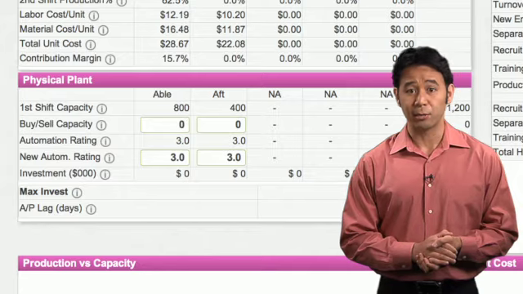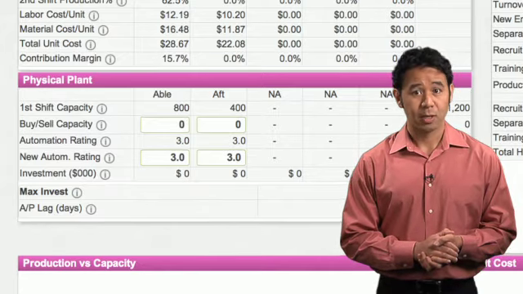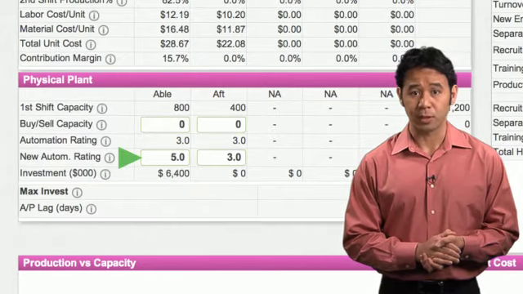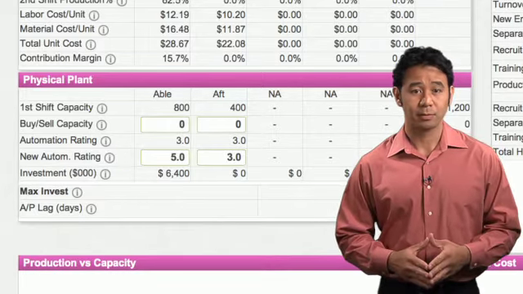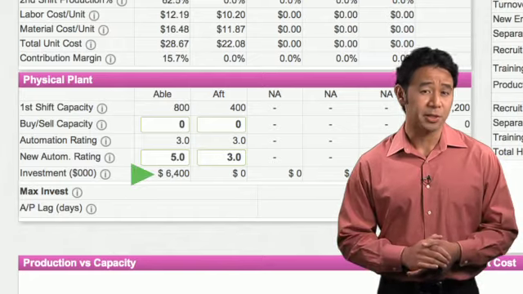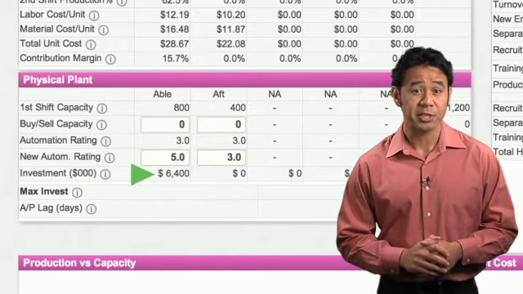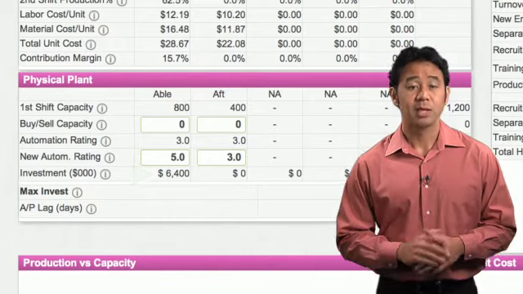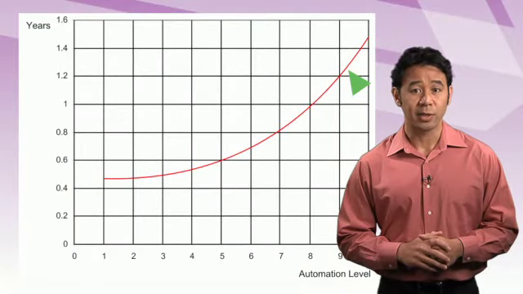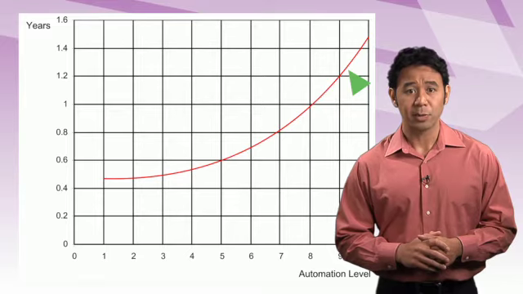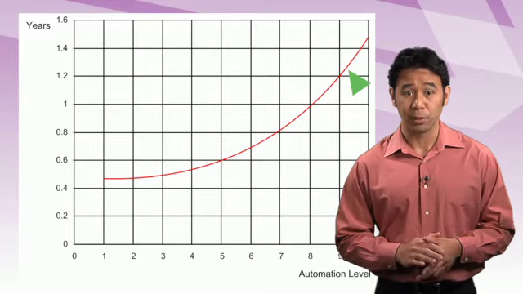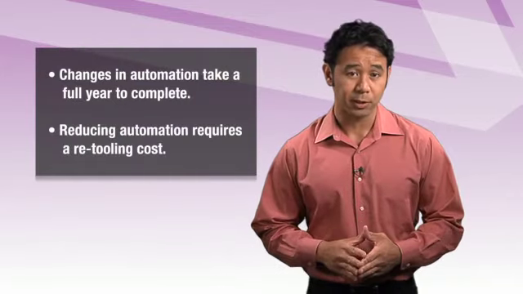Companies can increase the automation on a production line. Automation reduces the per unit labor cost, but as attractive as this sounds, 2 factors should be considered. 1. Automation is expensive. The spreadsheet will tell you the cost. 2. High automation increases the time required for R&D to reposition a product. This is because more machines have to be retooled to build the new product. Changes in automation take a full year to complete.